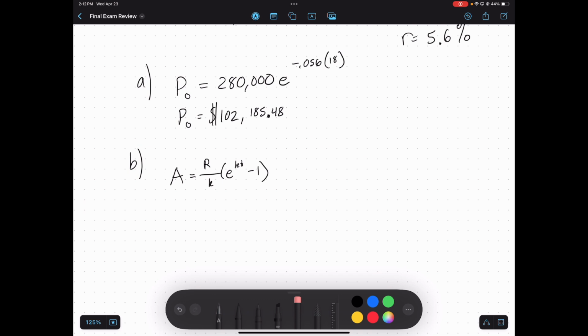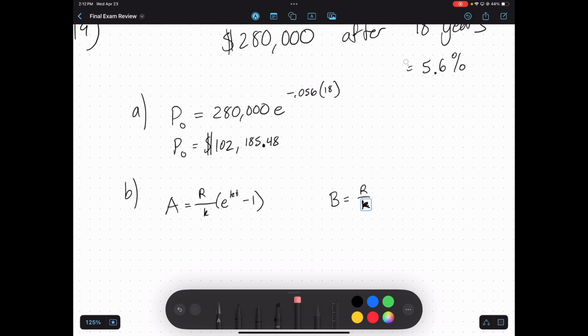But my present value equation was very similar. We used B for present value. R over K, and remember K in this case is my interest rate. So I really should change that up here. We're going to use K for the interest rate. 1 minus e to the negative KT. So that's present value. Future value and present value. And there's actually a couple different ways I can go about this. I can use either of these formulas. If I use the first one, what value am I solving for?